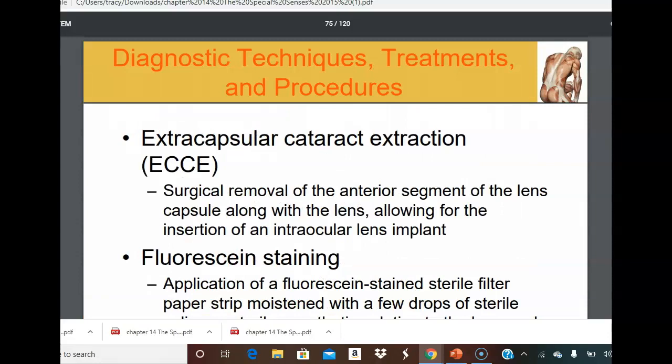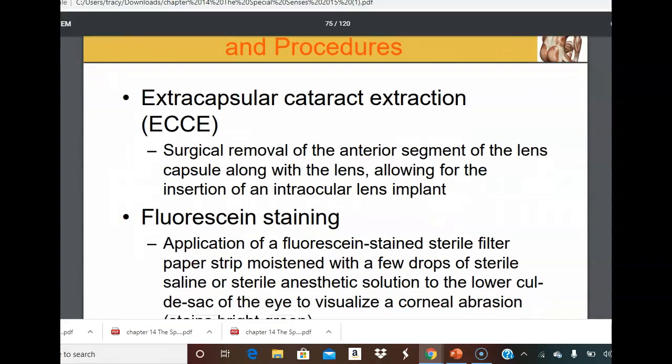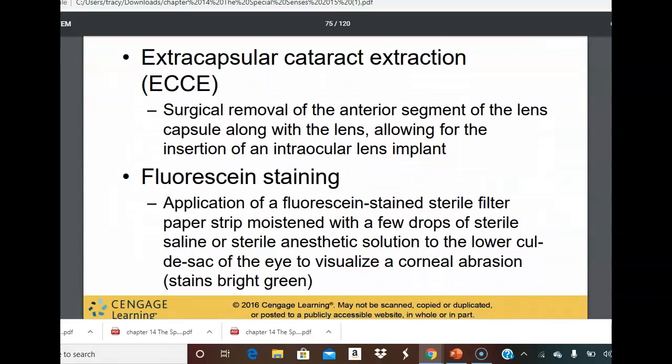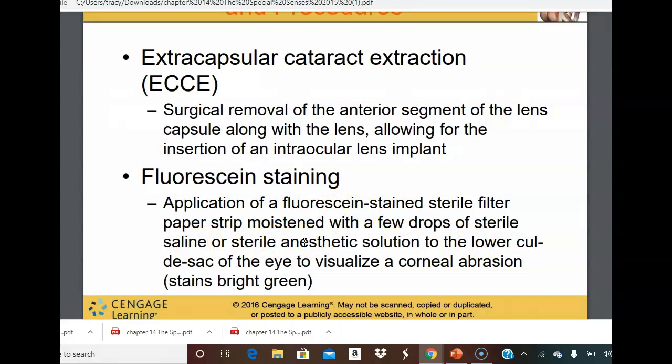So I'm going to mention fluorescein staining. This is a common procedure that's done in a primary care setting where you take a sterile saline or a sterile anesthetic eye drop, place a drop on a piece of paper that has a stain, and then let that eye drop fall into the eye. And what it actually does is it will illuminate any corneal abrasions. And so it stains into a light green or yellow.